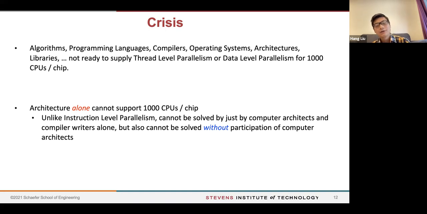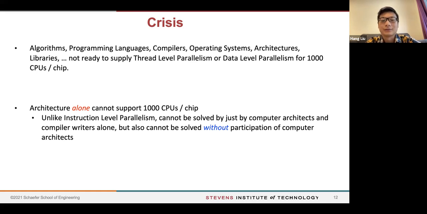So we say if you don't have the algorithm, programming language, compiler, operating system, architecture, and libraries, those six, if any of them is missing, you are not ready to support thread-level parallelism or data-level parallelism for thousands of cores or chips. And we do want to underscore that architecture alone cannot support 1,000 cores or chips. It is a cross-stack, multi-stack effort, right?